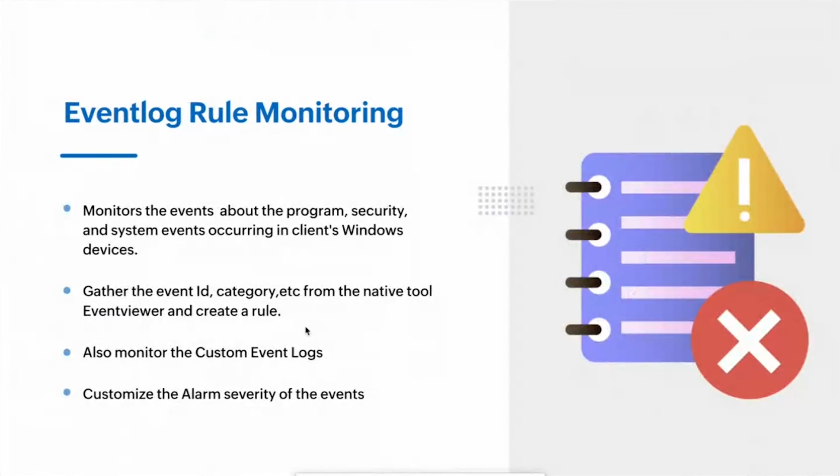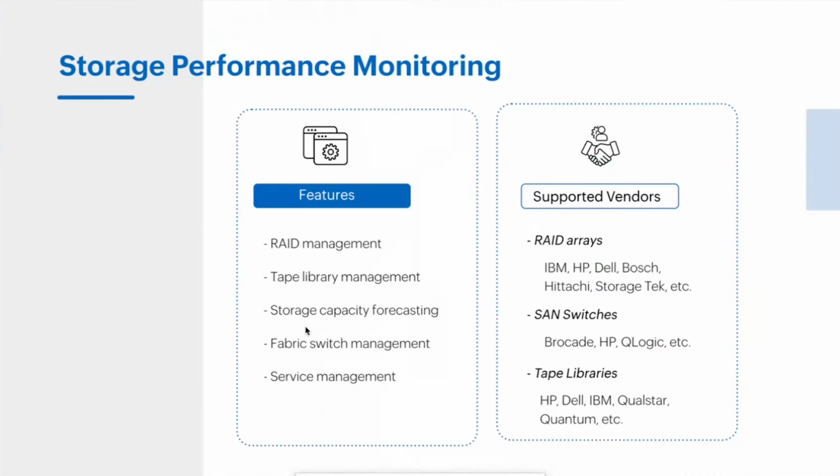Next, we have storage server performance monitoring. So what are the storage metrics and how are the storage devices monitored? The features we have for the storage devices are: we monitor the management of RAID, tape library, and storage capacity forecasting. You get to monitor the FC switches in the storage department. OpManager supports all the vendors and their respective devices that are listed on the screen. Apart from this, we try our best to add more support for the storage devices with every release.